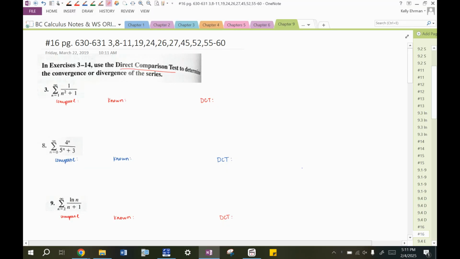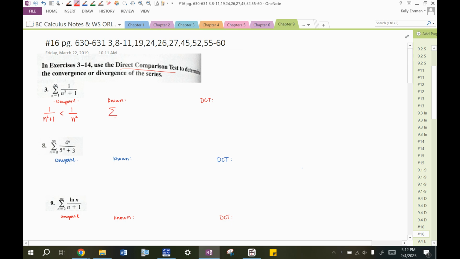All right, for homework number 16, the first section tells us exactly which test to use. So use the direct comparison test to determine the convergence or divergence of the series. To save a little time, I kept up my compare, known, and DCT little statements just to organize things. So we are comparing our unknown sequence to a known sequence, and you usually do that just by cutting off the extra terms. This fraction has a larger denominator, so it will be smaller than the one on the right.